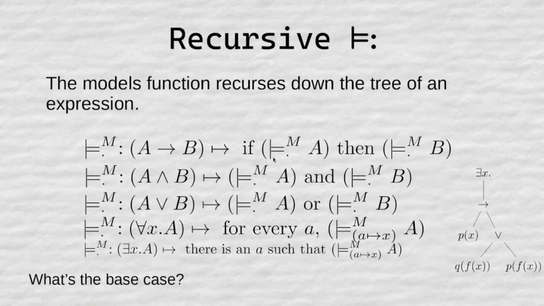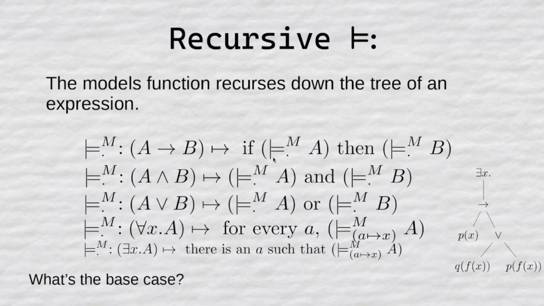So what is this turnstile function? I like to think of it as a recursive function on the syntax tree of an expression, where, for example, it maps A arrow B, if A then B, onto: if turnstile of A, then turnstile of B. So then you would recursively apply turnstile to A and B and put that in the if-then stuff.